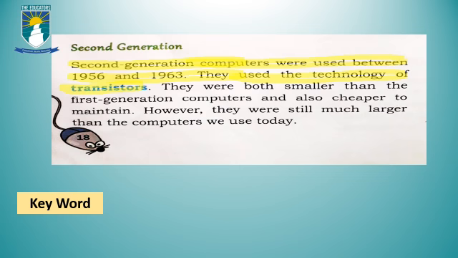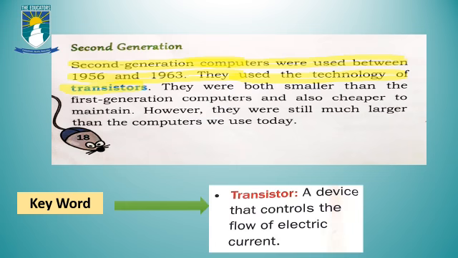Now we know the keyword. The keyword is transistor. A device that controls the flow of electric current is called a transistor.